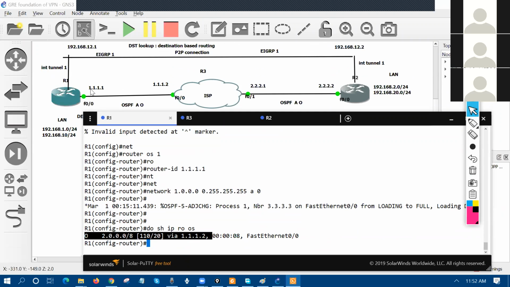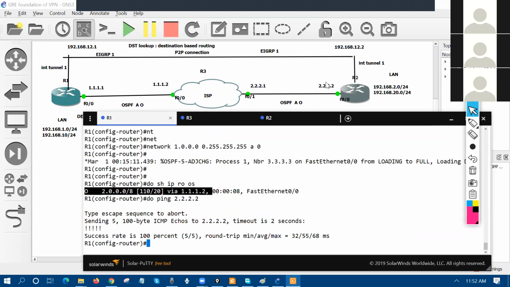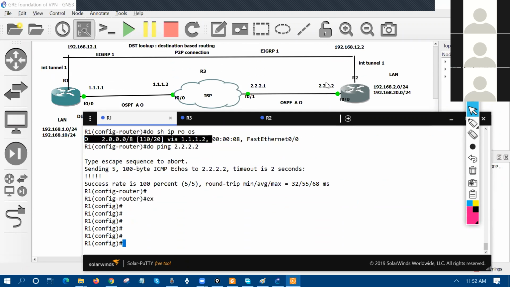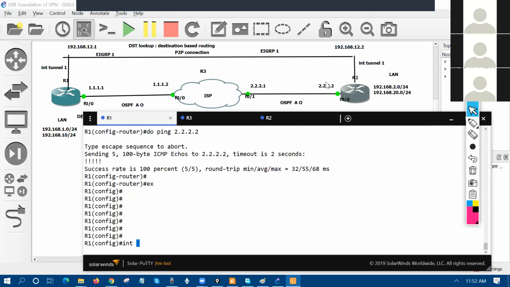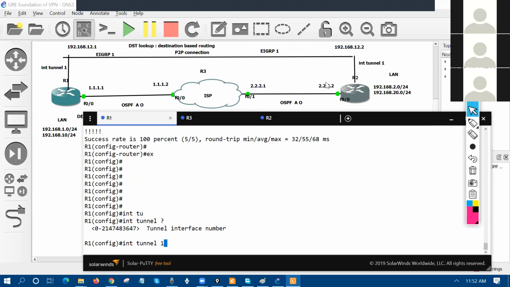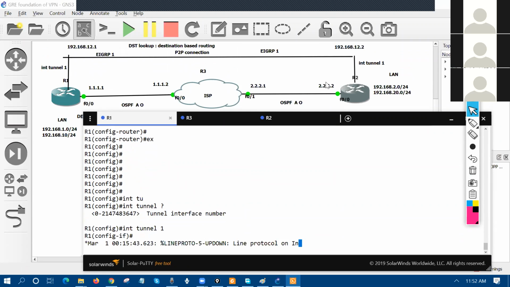From R1, I can ping this person's WAN interface, right? We are good to go. Now what I can do is make an overlay network. How do I do that? I just say interface tunnel, and you can take any number. I say 1. After that, what happened?